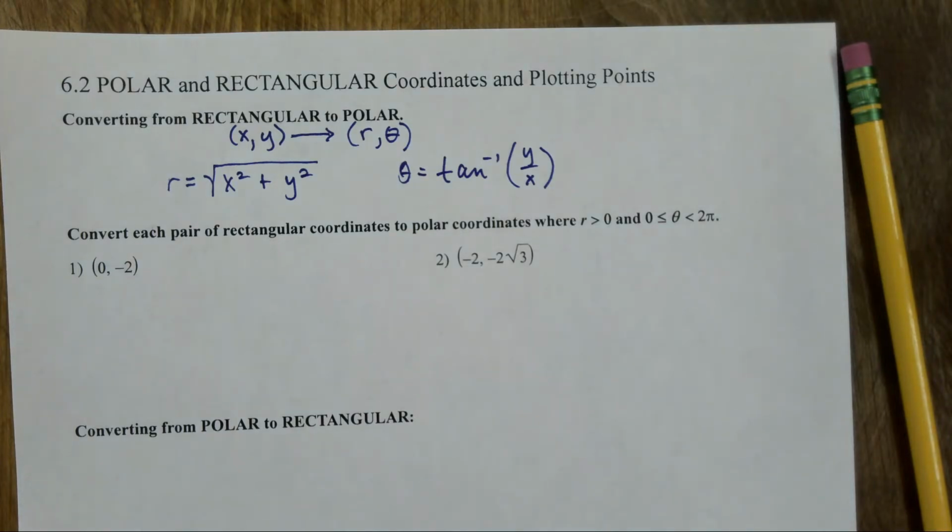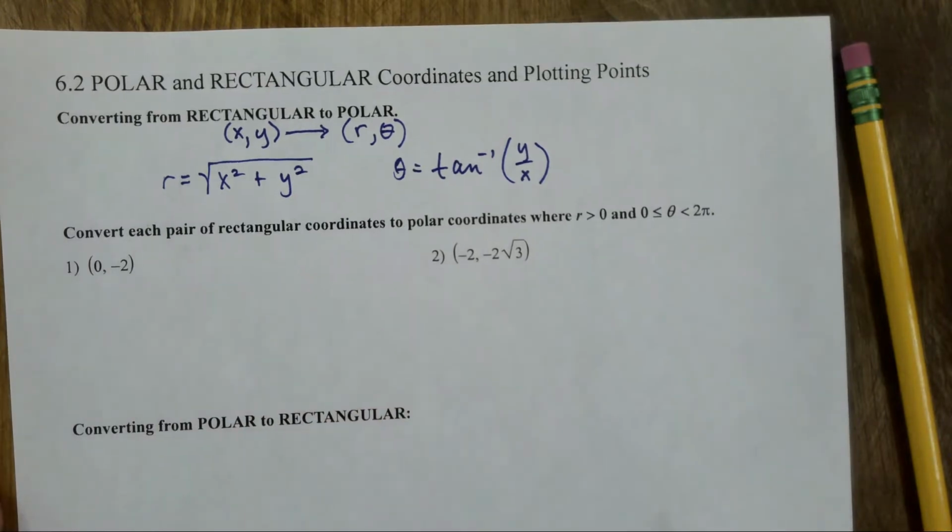I said it before. Your answers are going to be pi over 3, pi over 4, pi over 6, or one of those family members. 0, pi, pi over 2, 3 pi over 2. We're very limited. All right? So let's do a conversion with this next one.